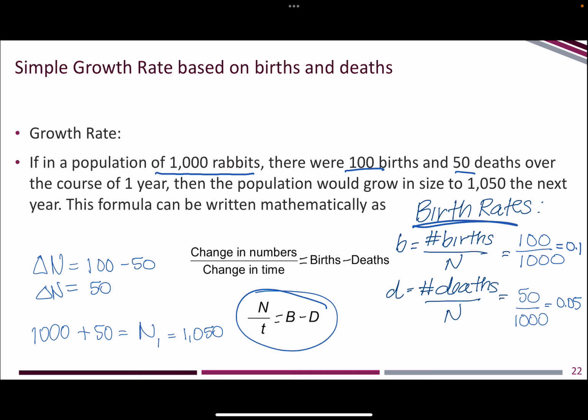Notice here we have our raw number births and deaths as capital letters. So our 100 was a capital B, 50 was a capital D. Our rates are always lowercase. And so if you are given a rate, it's going to work for the lowercase variable. So our raw number is going to be the uppercase, and our rate is always going to be the lowercase.